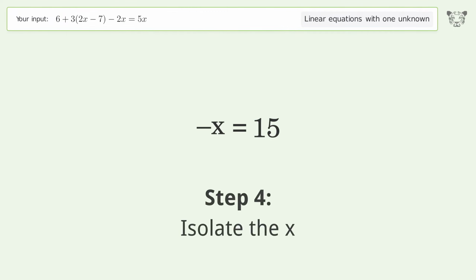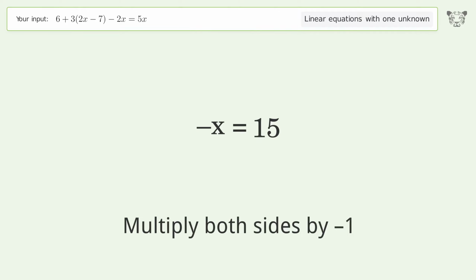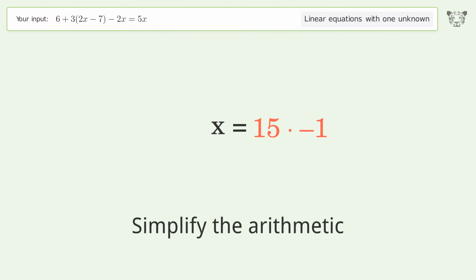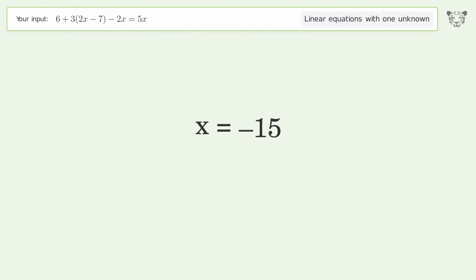Isolate the x. Multiply both sides by -1. Remove the ones. Simplify the arithmetic. And so the final result is x equals -15.